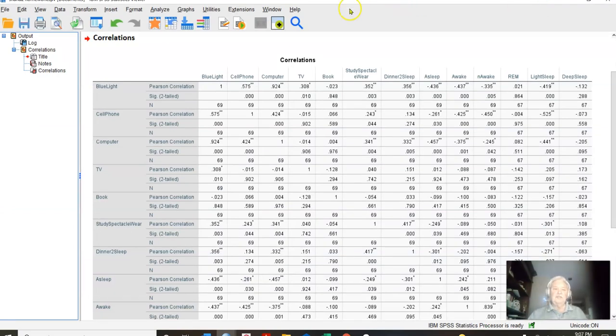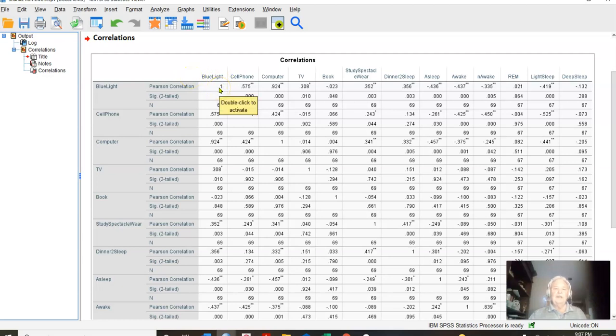Now, this is a correlation where we have blue light through deep sleep, this way and that way. Blue light to blue light has a correlation of 1. It's the same thing. We get number of people down here under N, and those differ. It does the correlation based on the data that's available. For example, here there's only 97, whereas here there's 99. Excuse me, let me put my glasses on, and it's 67 versus 69.